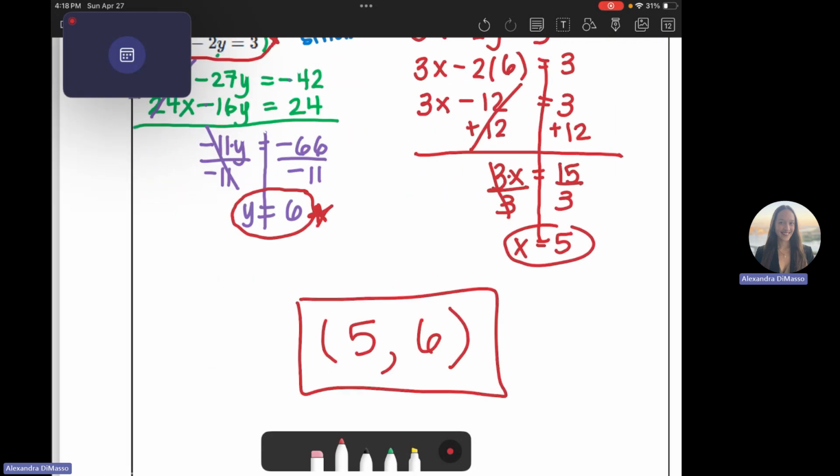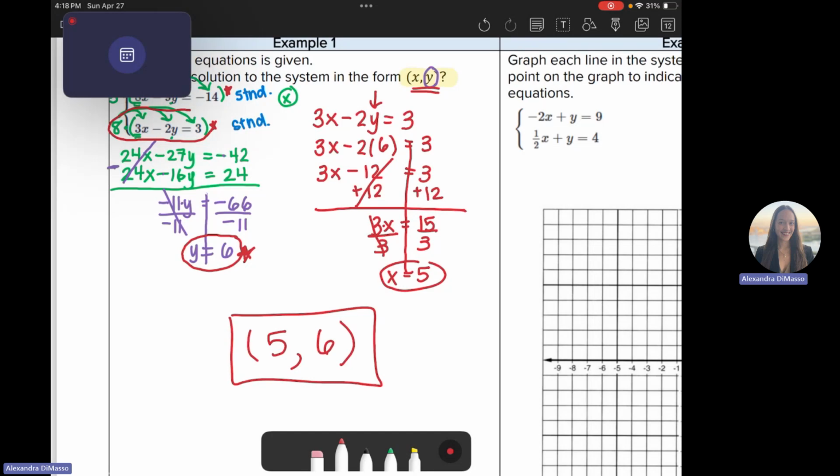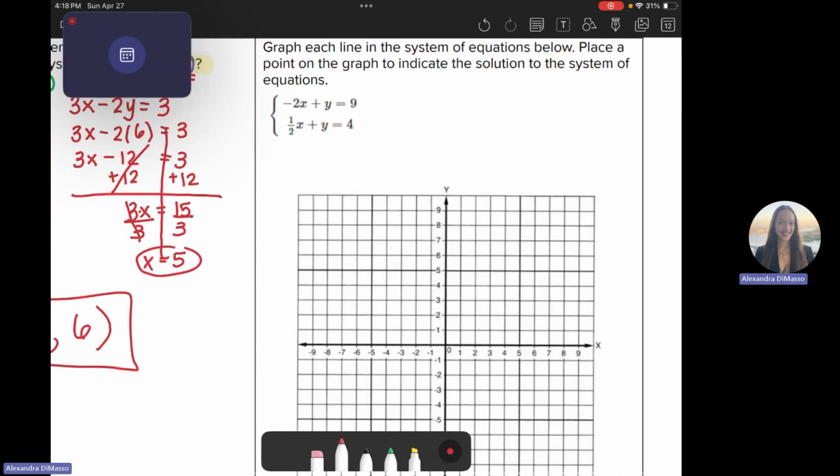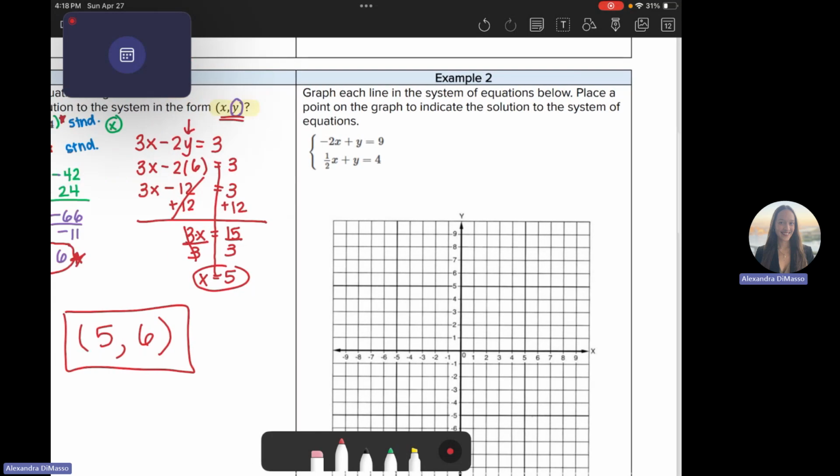Okay, there we go. We just solved a system of equations that will work every time: elimination. I always would suggest going with elimination because it's a lot easier. Okay, example 2.